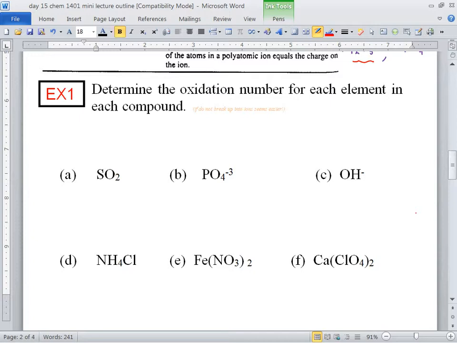Well, you can write up here a negative 4 because you have 2 oxygens. So whatever S has to be, it has to add up to this to get 0. So it's positive 4. Positive 4, right. Okay, are you figuring this out?